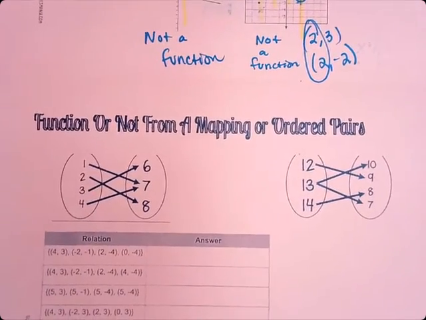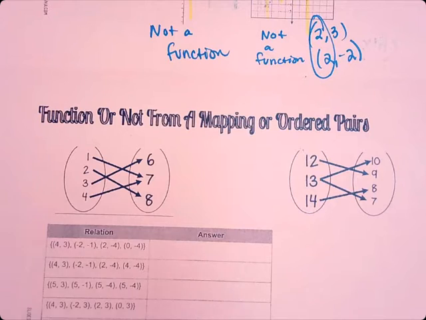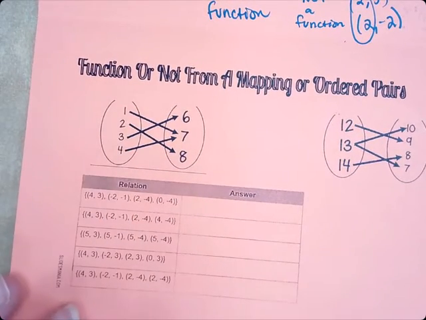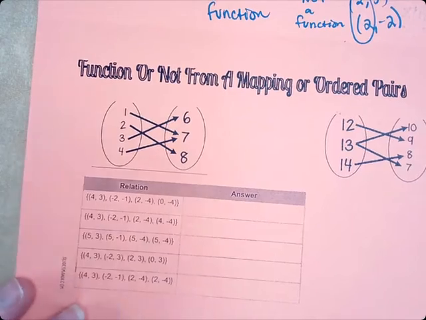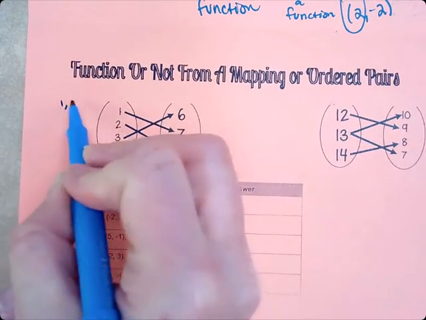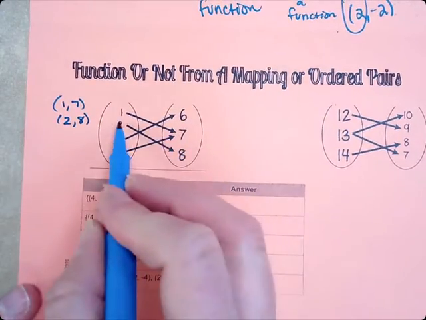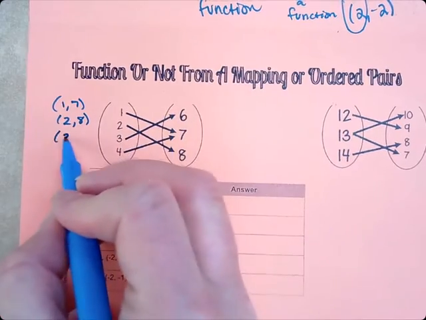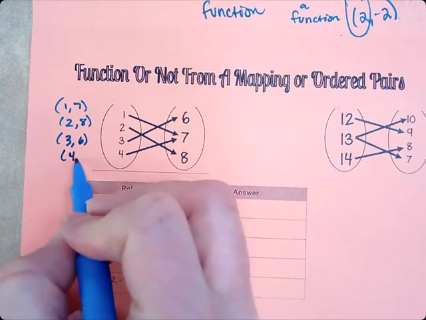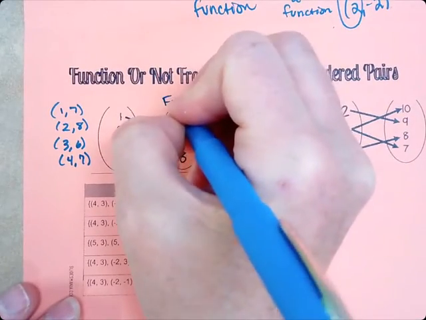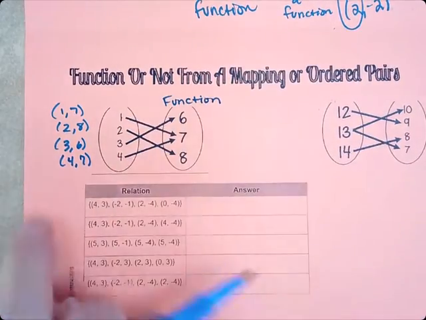Function or not from a mapping or ordered pairs. So let's look at this mapping. Did any of the x values repeat? 1 is with 7, right? I'm just going to list them. 2 is with 8. 3 is with 6. And 4 is with 7. The y's repeat, but that doesn't matter. It'll still be a function. So, function. X's do not repeat.